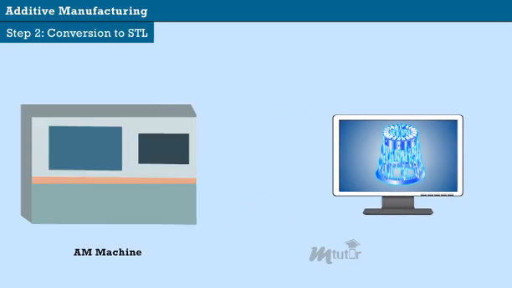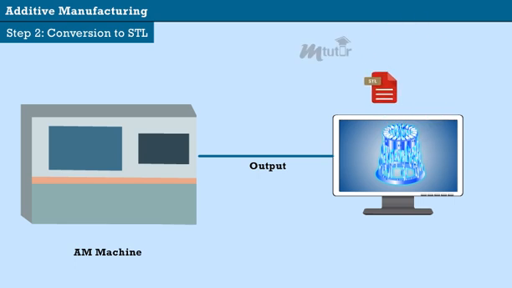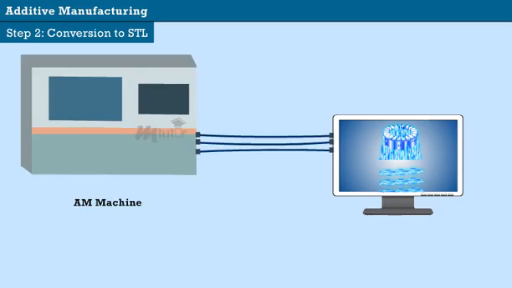Step 2. Conversion to STL. Every AM machine accepts the STL file format, which has become the default standard, and nowadays nearly every CAD system can produce the output in STL format. This file describes the external closed surfaces of the original CAD model and forms the calculation basis of the slices.